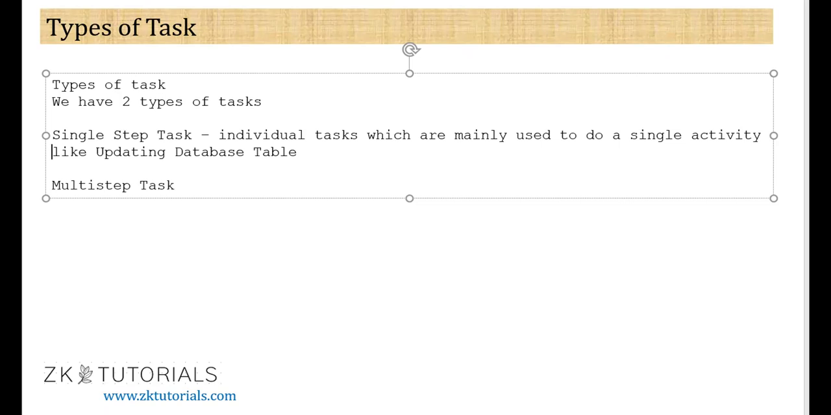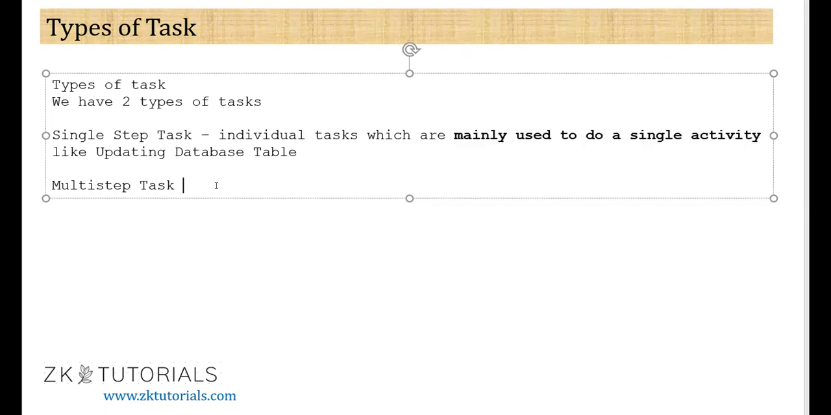Is this clear, guys? A task which is used to do a single activity. A task which is mainly used to do the single activity. Then we have the multi-step task.